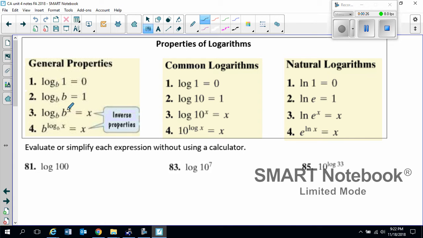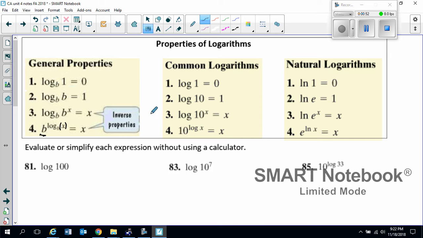If you're evaluating the same base right here, it's going to simplify to the exponent. Or if you have an exponent and the base is the same as your log base, then it's going to default to this x right here. Now, we actually did already do these. We just didn't point them out. But I've got some examples right here for common logs and natural logs.